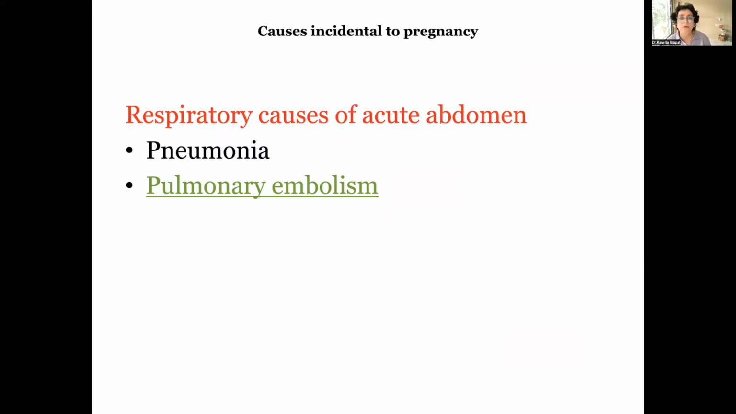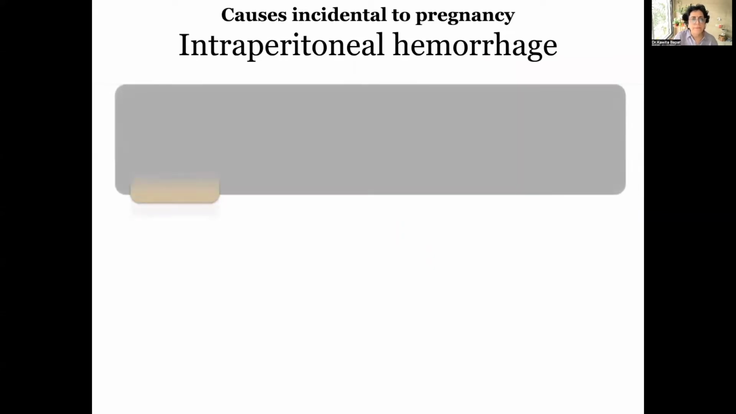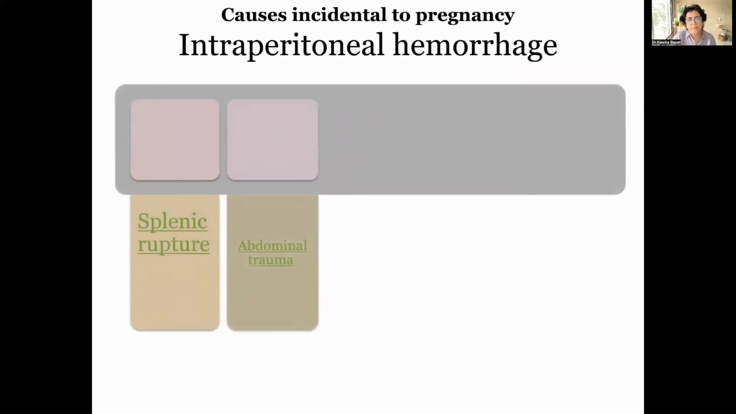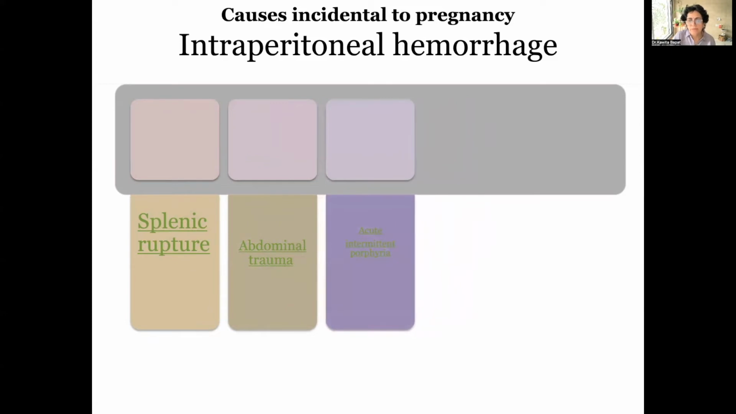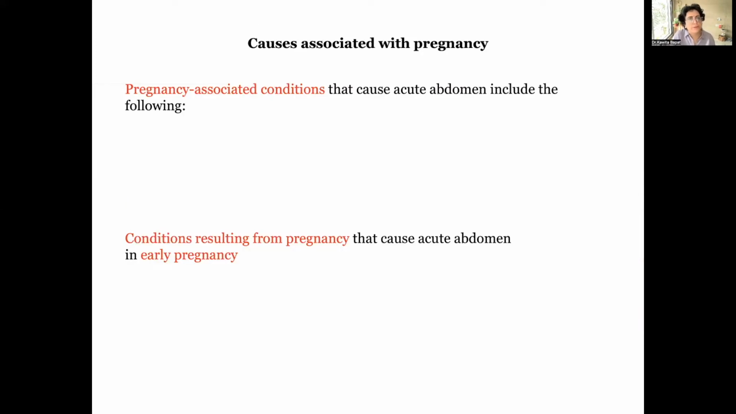Now, these are the other causes incidental during pregnancy. These are the respiratory causes of acute abdomen. The patient may be having pneumonia or a pulmonary embolism. Another, there can be an intraperitoneal hemorrhage, because of splenic rupture, and there may be a history of trauma. We should take a proper history of trauma, which is very, very important in acute abdomen in pregnancy. Acute intermittent porphyria, diabetic ketoacidosis, and sickle cell disease are also incidental during pregnancy.